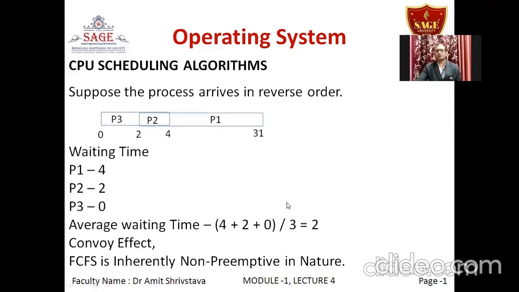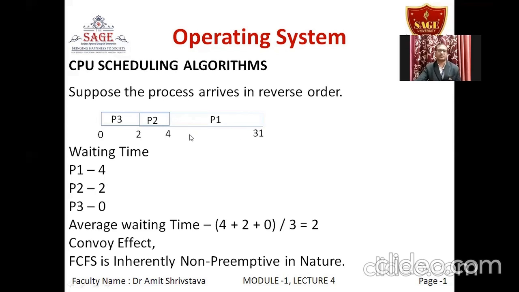Okay. Now, suppose the processes arrive in the reverse order. It means P3 arrives first, then P2, then P1. All have arrived at the same time, that is 0, but the sequence of arrival is P3, P2, and P1. As we already know, P1 requires 27 unit time intervals, and P2 and P3 both require 2 unit time intervals. Since P3 arrived first in sequence, P3 will be allotted the CPU first. It requires 2 unit time intervals, so from 0 to 2, P3 will complete its execution. After that, from 2 to 4, P2 will complete its execution, and from 4 to 31, P1 will complete its execution.